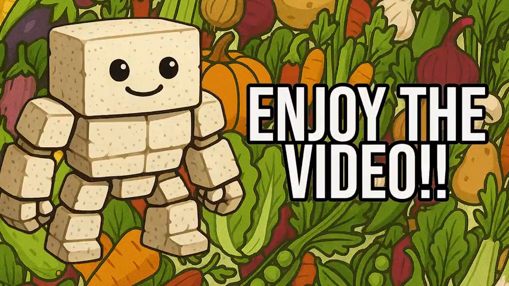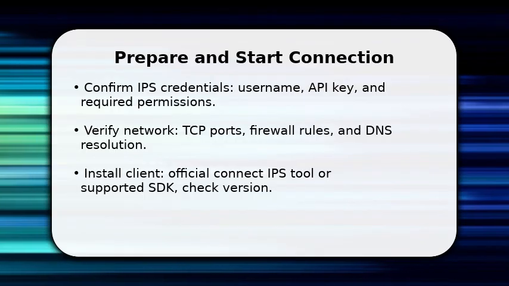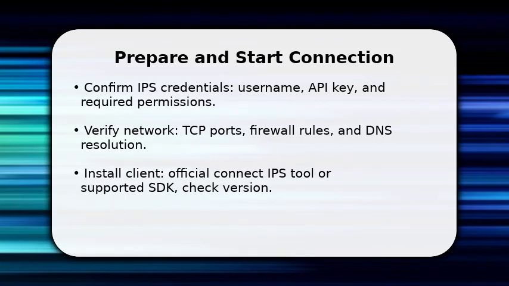Please enjoy the video. You begin by gathering essentials: credentials, network access, and the correct client. First, place your API key where the client expects it. This authenticates every request. Once done, verify firewall rules and open required TCP ports so packets flow without blockage.